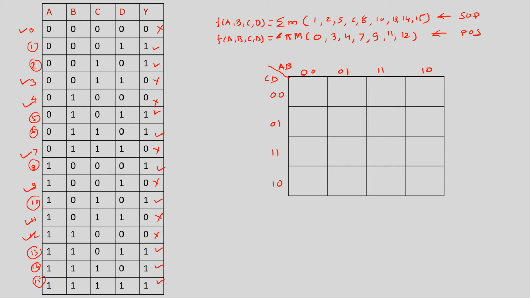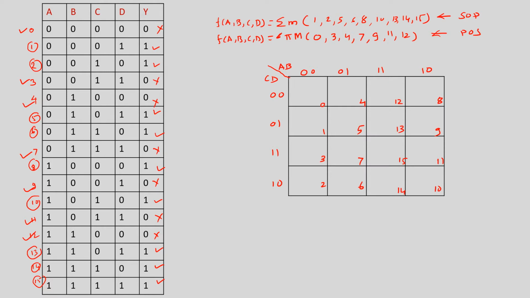Now if you see the numbering in the form of decimal equivalent, it will be 0, right? 0 0 0 1 is 1, 0 0 1 1 is 3, this is 2. This will be 4, this will be 5, this will be 6 and this will be 7. This will be 8, 9, 10, 11 and this will be 12, 13, 14 and 15. These are the decimal equivalents of the boxes.